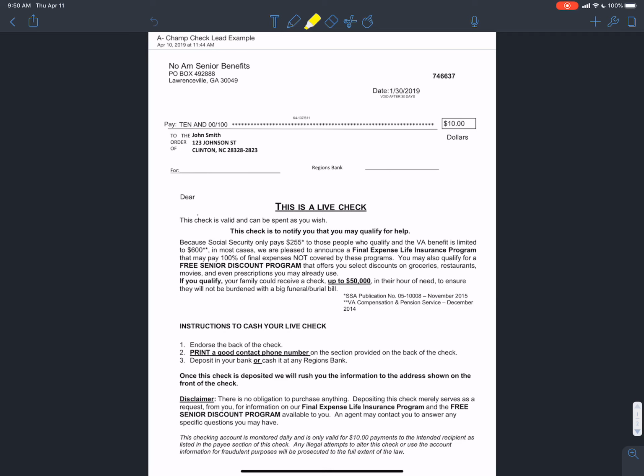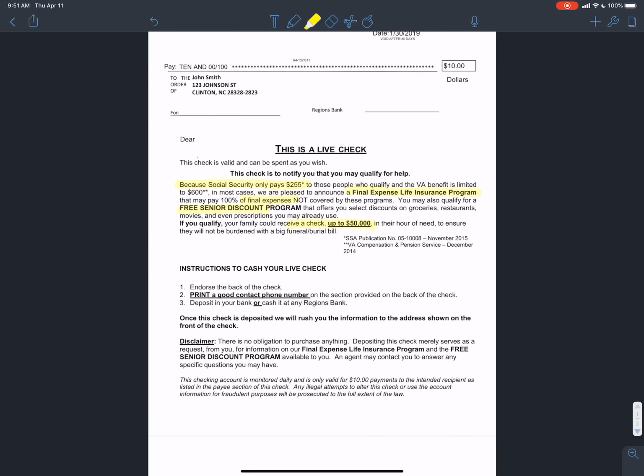So you can go through here. You can see right here, it talks about Social Security only paying $225. It talks about final expenses. Final expenses again. Senior discount program, right? It talks about you can get a check, you can get money for $50,000. Okay, all you have to do is endorse the check. And also, look at this, we have a disclaimer for you as well. There's no obligation to purchase.